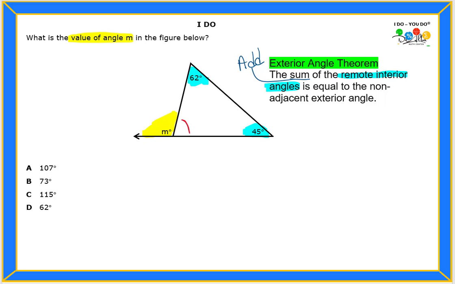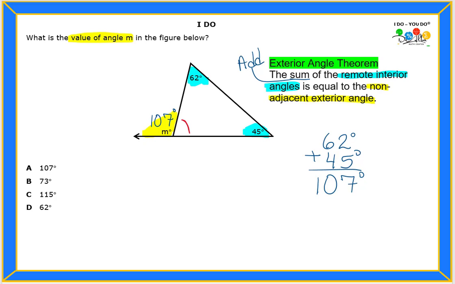Is that right? And it says is equal to the non-adjacent exterior angle. And that angle will be angle M. Okay? So this is basically what they want you to do. They want you to add 62 plus 45, and that gives me what? 107, right? So that means that angle M is equal to 107. This angle here will be 107 degrees, okay?